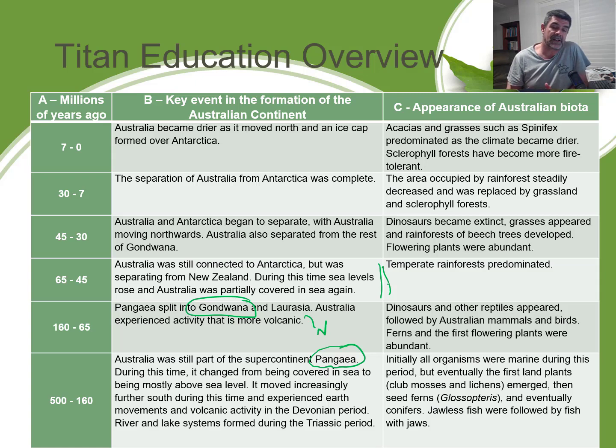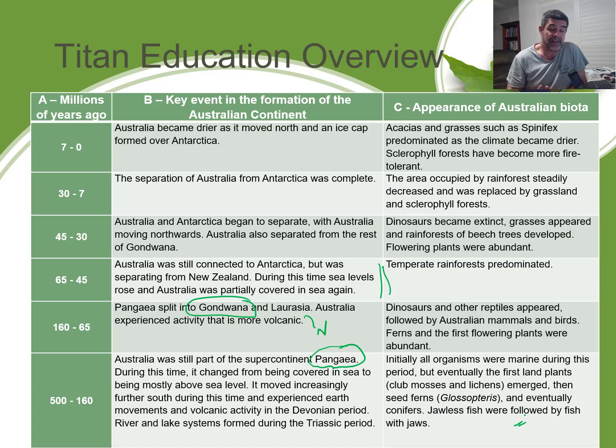So C is the column that's the most important one for us here if we're trying to understand how the Australian biota changed over time. So we start down here with the plants that were available. The land plants were dominated by club mosses, lichens, and then the seed ferns, which is our Glossopteris. That was the little fossil on the previous slide.